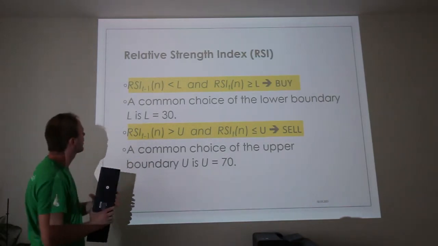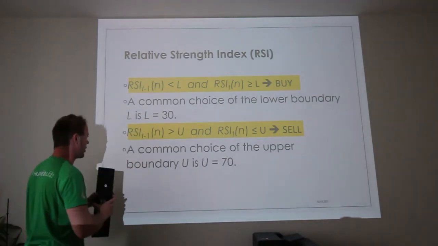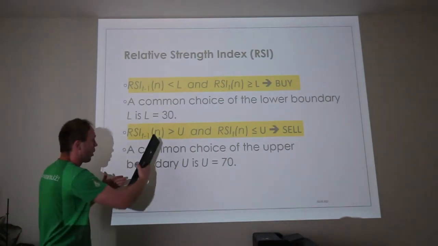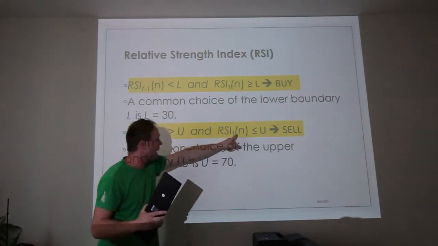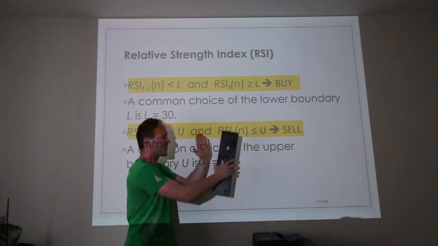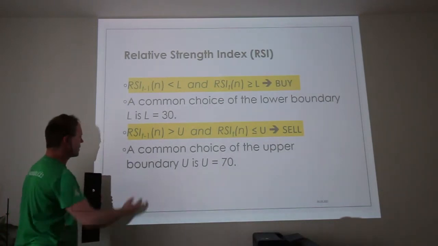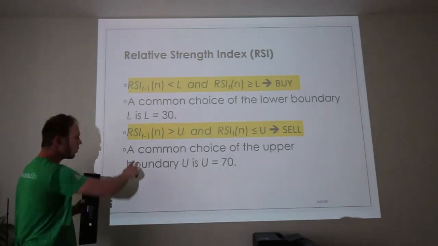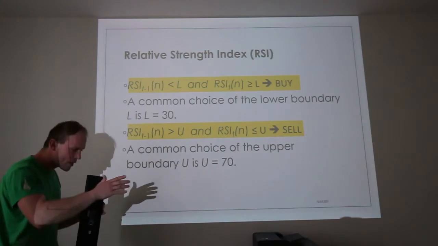Another recommendation: the relative strength index in period t-1, the previous observation. If the relative strength index for t-1 and period n is higher than u, and the relative strength index in time t for period n is smaller than or equal to u, this is the signal for sell. And again, there is a description of this constant u. A common choice of the upper boundary u is 70.